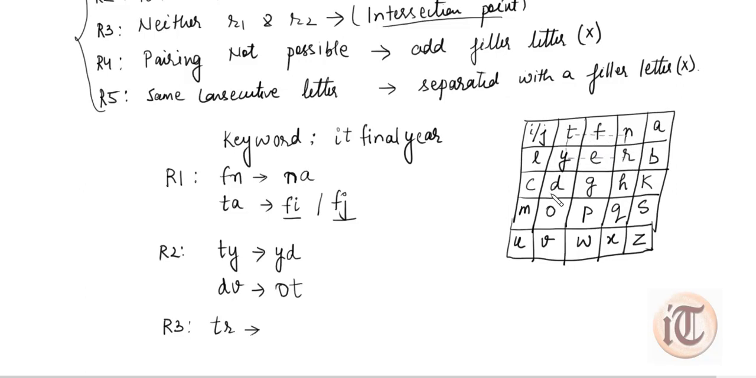Okay. So according to this, T will be replaced. The intersection point of T with R is N here. So in the same row, T is replaced by N. And for R, in the same row, the intersection point under the T is Y. So R is replaced by letter Y. Okay. So this is how rule 3 is followed.